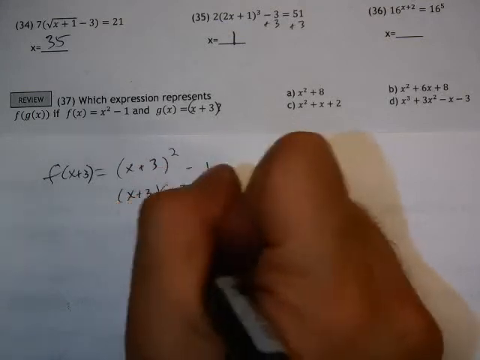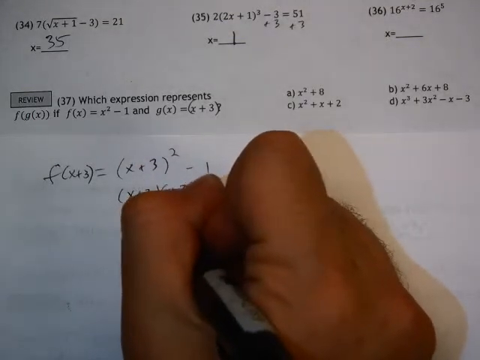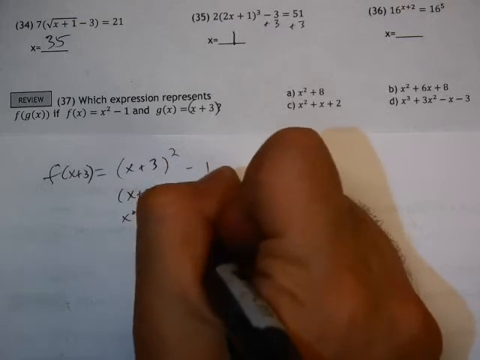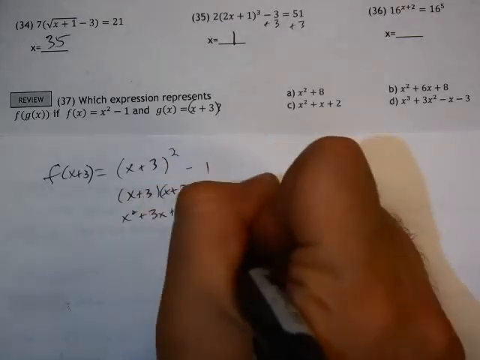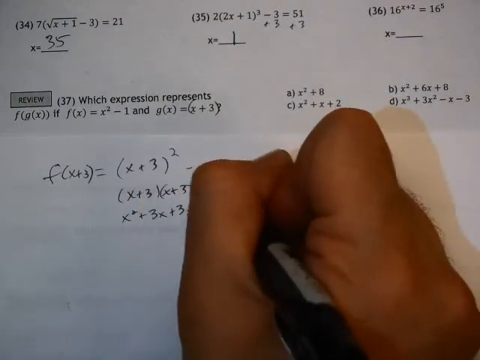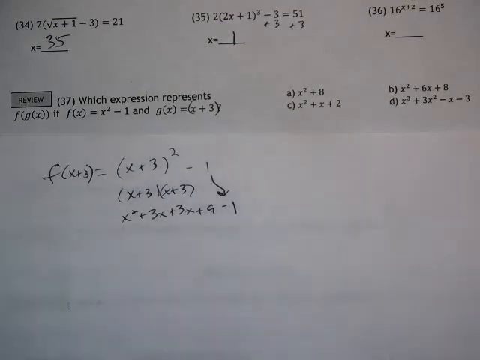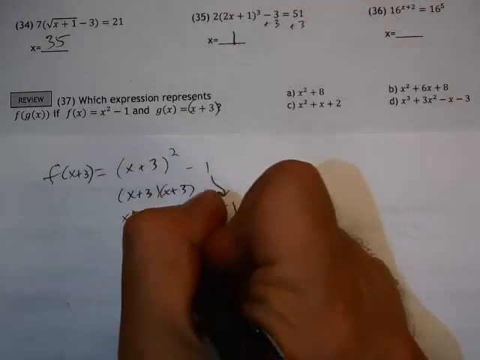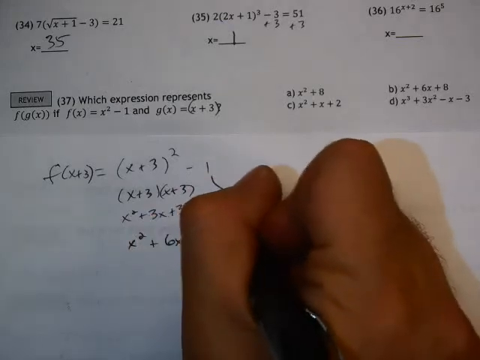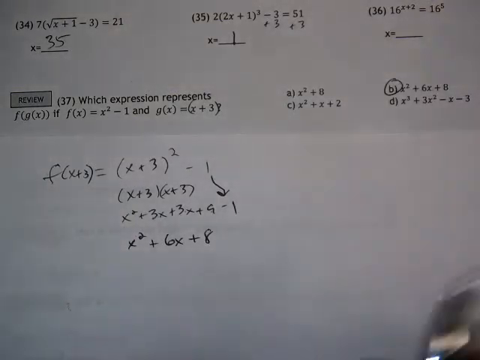FOIL or multiply, use the box, however you do it. X times x is x squared. X times 3 is 3x. 3 times x is 3x. And then 3 times 3 is 9. But don't forget you have that minus 1, so that's going to come down with it, and now you have to combine like terms. So it becomes x squared plus 6x, 9 minus 1 combines to give you positive 8, which means that B is your solution for number 37.